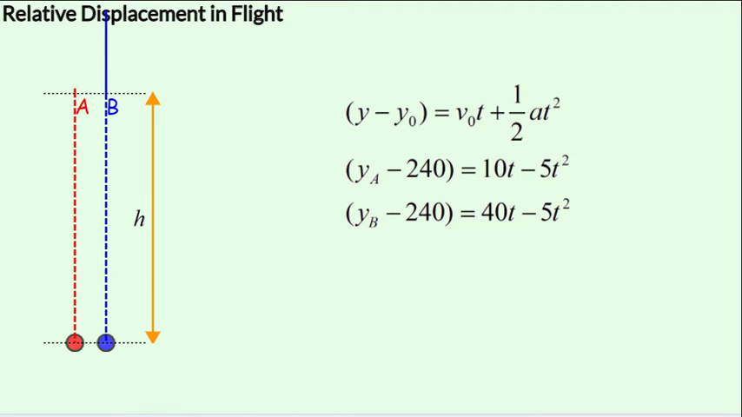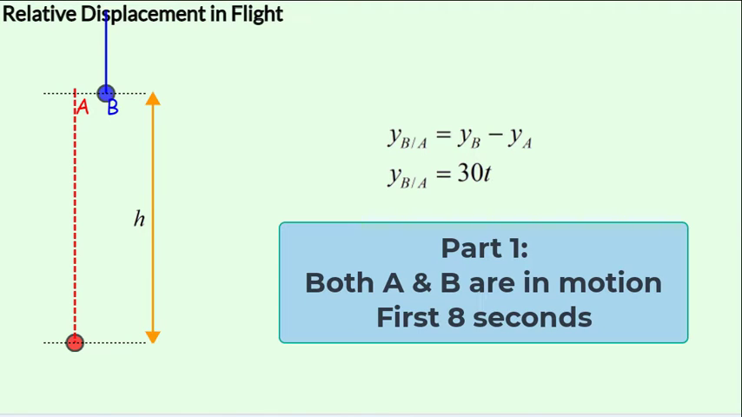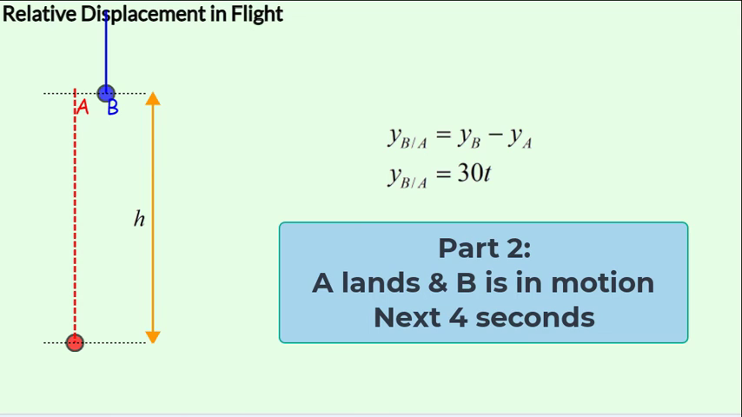Now we need to find the relative displacement of ball B with respect to ball A. We have to divide the problem into two parts. One, when both A and B are in motion, like in this animation. This is in the first 8 seconds. And the second part, when B is in motion and A is already at rest after striking the ground. And this scenario will be after 8 seconds, lasting for a period of 4 seconds.